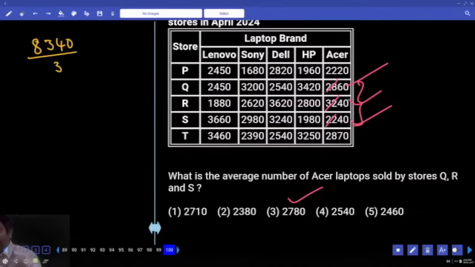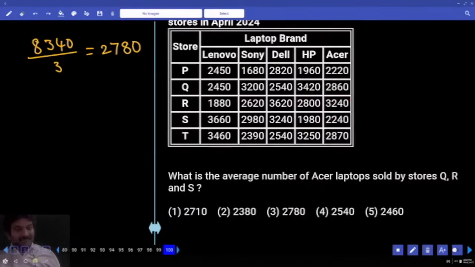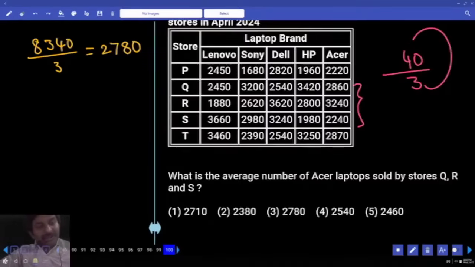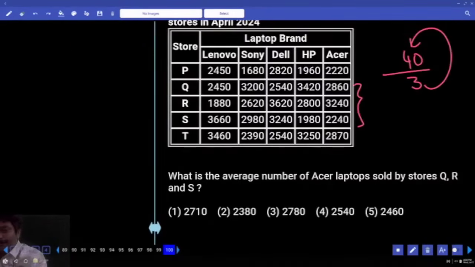First I verified the last digit. The sum of these three numbers ends with 0, and the denominator for the average of three numbers is 3, so 3 comes into the picture, correct? Every option is having 0, so I don't bother about 0. Forget about 0 in the numerator. 3 into which number ends with 4? So the answer should end with 80.